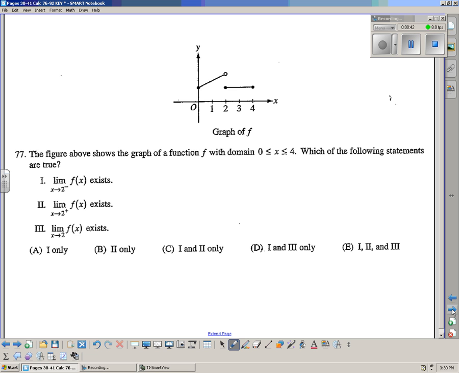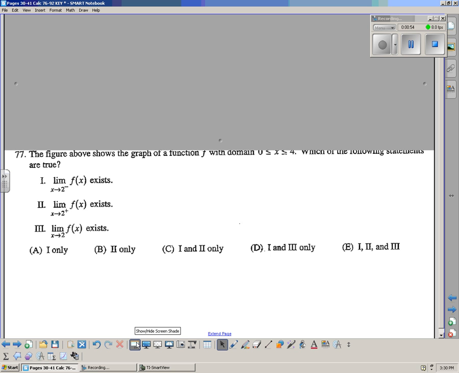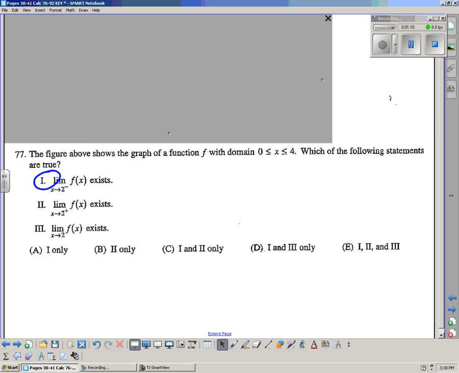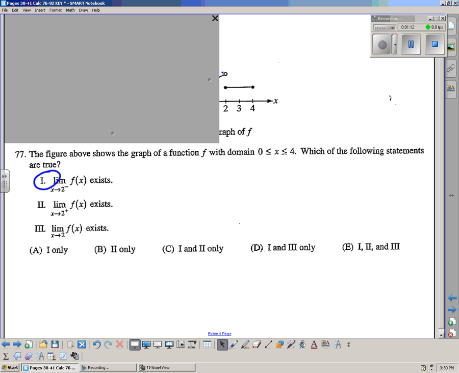All right, number 77, another very easy question. The figure above shows the graph of a function f with domain 0 to 4. Which of the following statements are true? The limit as x approaches 2 from the left exists. Well, I'm actually going to use this. From the left, I only care about what's happening as I get close to 2 from the left. I am getting closer and closer to some y value, so this is true. From the right, I only care about what's happening from the right, and I am getting closer and closer to a single y value from the right. Okay, so that limit exists.